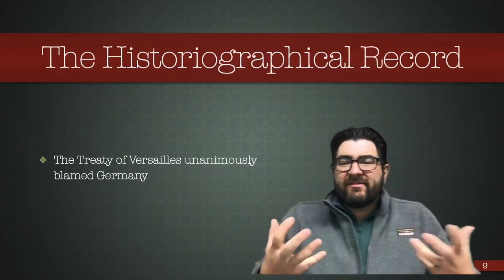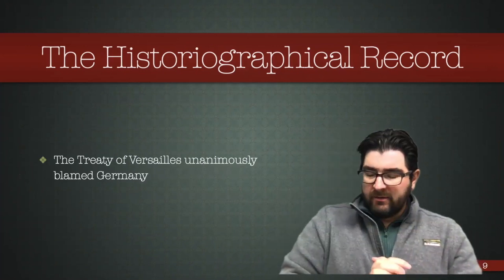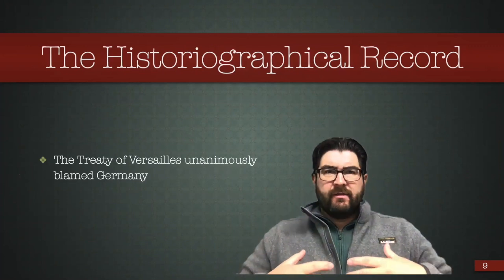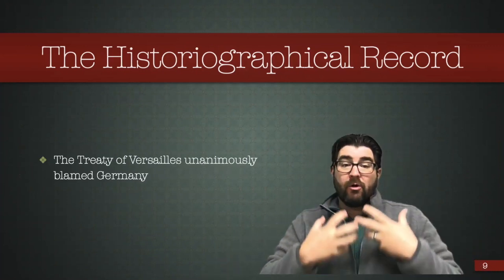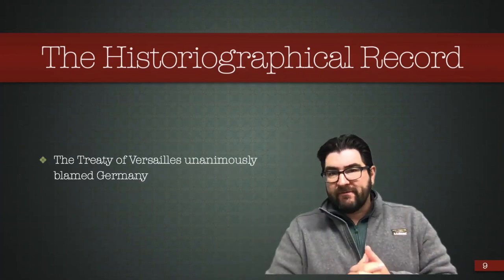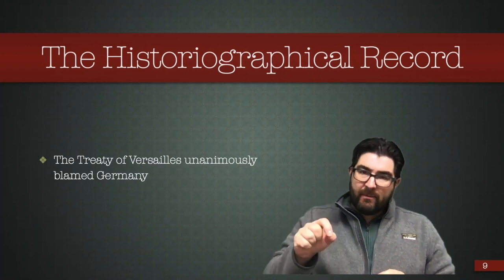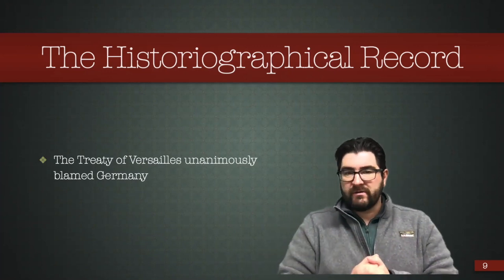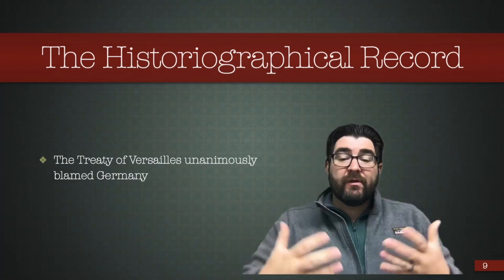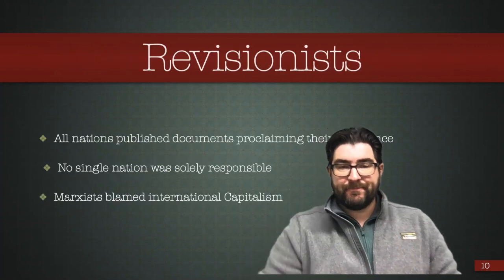So what is this historiographical record? What has been written about over the last century with regard to the start of World War I? We start with what we call the conventional wisdom or the orthodox belief that at least existed in 1919 when the Treaty of Versailles was ratified. The Treaty of Versailles forced Germany to sign what is called the War Guilt Clause, Article 231 of the Treaty of Versailles. And this put the blame, the responsibility of the war, solely on the shoulders of Germany.